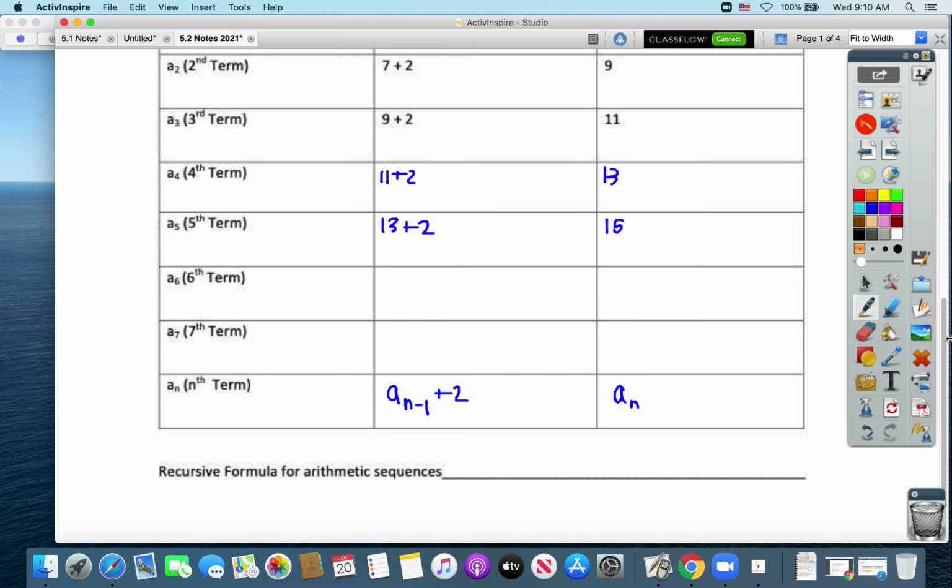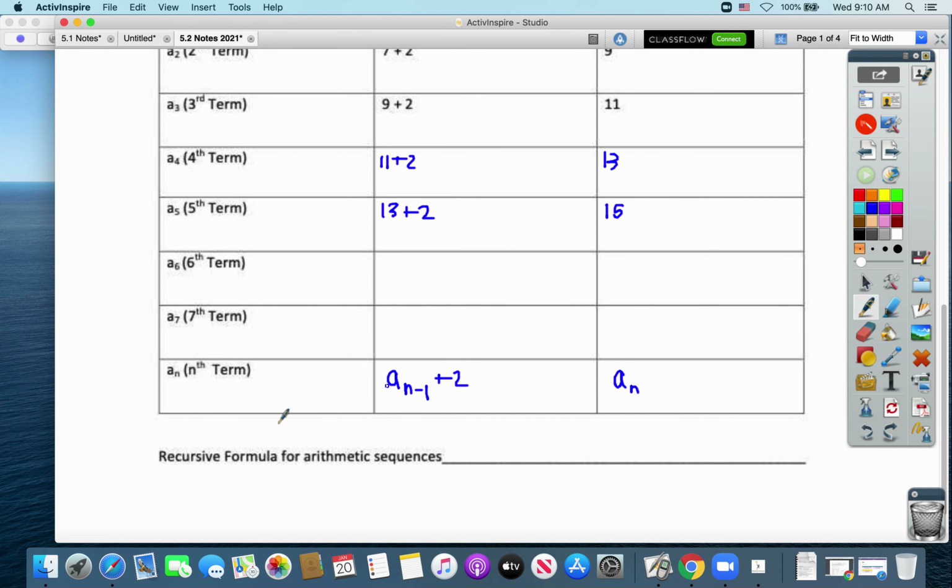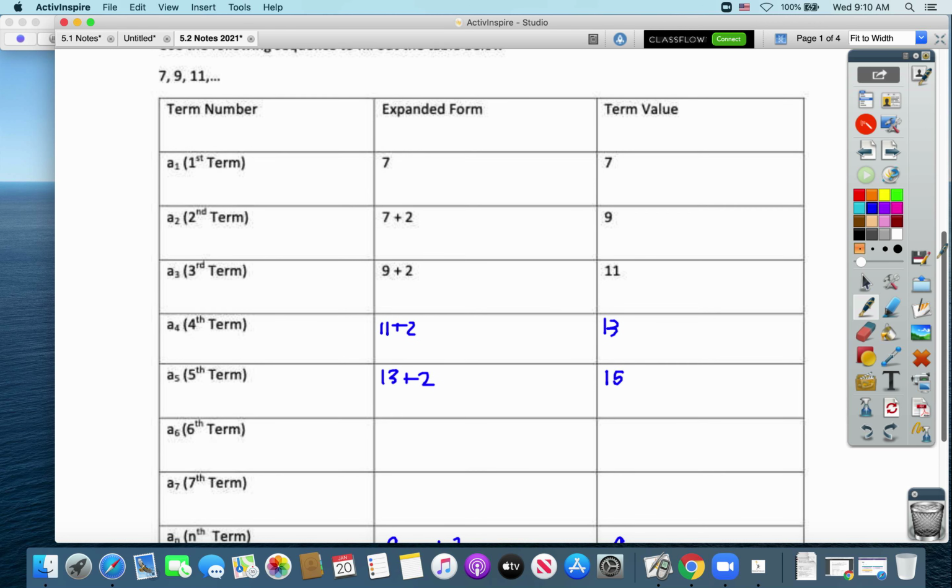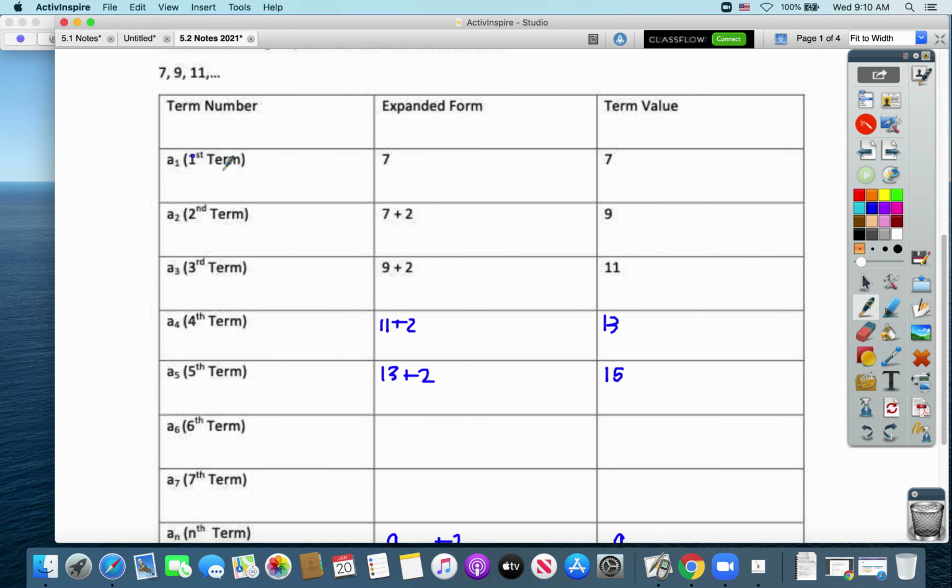So we just came up with the recursive rule. Recursive means that we use the previous term to find the next term in the sequence. So in order to do that, we can always find the previous term, but we also need to give the starting point. Otherwise, we don't know where to start.